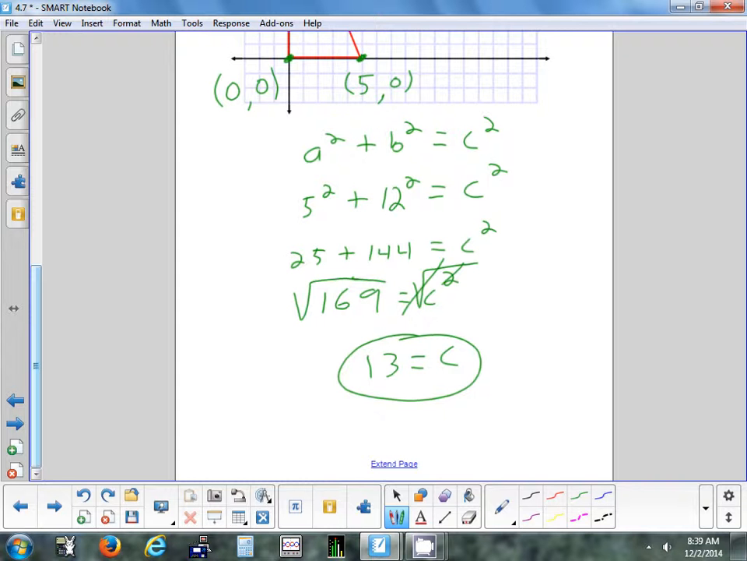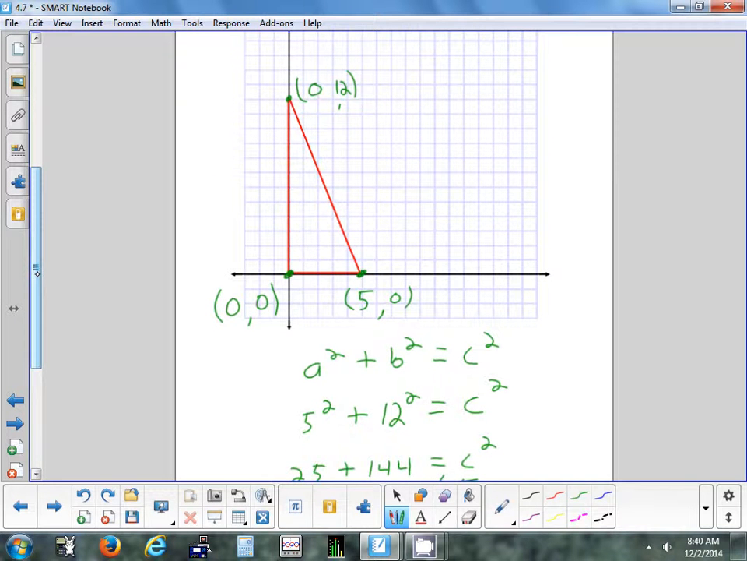Okay, so in your book, I think the way they found the length is they used the distance formula. But for now, we did the Pythagorean theorem. We'll try the distance formula later. Comes out the same. Any questions on that?